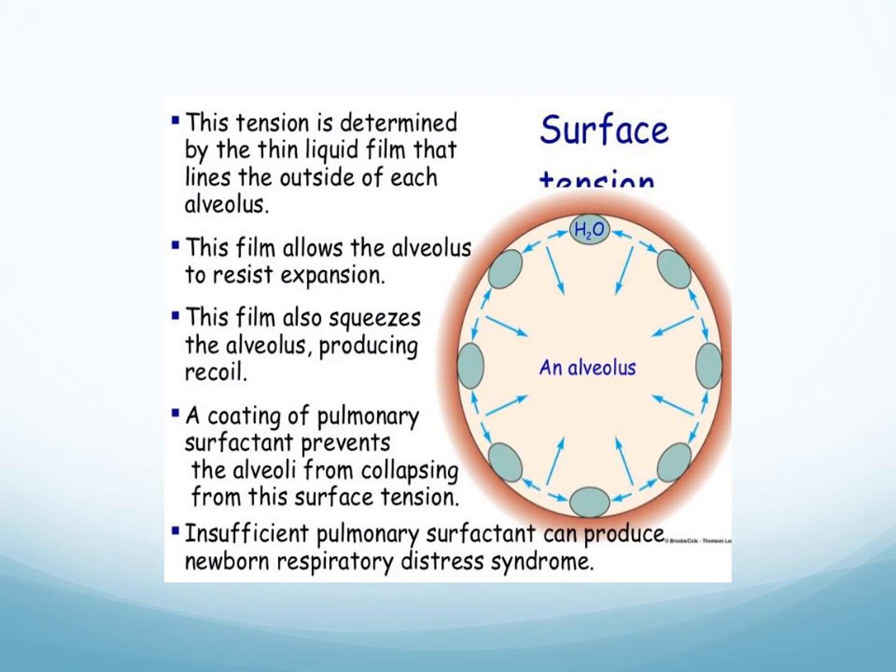This tension is determined by the thin liquid film that lines the outside of each alveolus. This film allows the alveolus to resist expansion. This film also squeezes the alveolus, producing recoil. A coating of pulmonary surfactant prevents the alveoli from collapsing from this surface tension. Insufficient pulmonary surfactant can produce newborn respiratory distress syndrome.